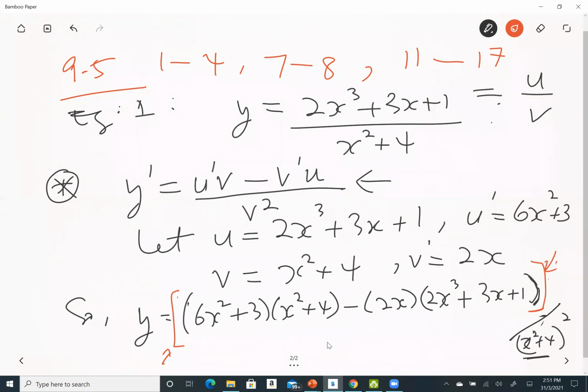Any question? Okay, I'll give you another question to do. Go to 9.5 and do one question on the quotient rule.